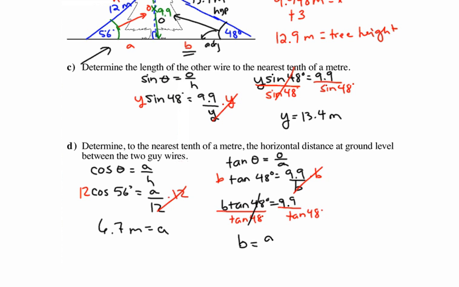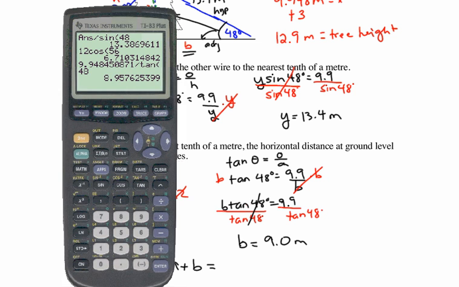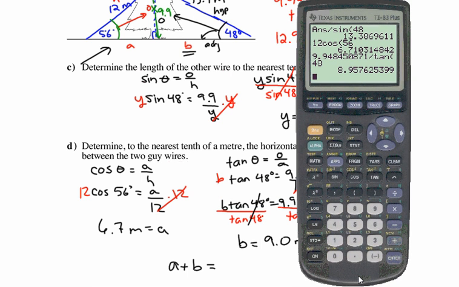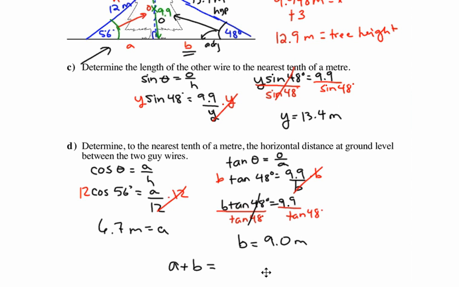And so our total distance, we have to add A plus B together. So again, we should be using our exact values here. I'm going to go just my previous answer plus the 6.7103144842, and to the nearest tenth we have 15.7. 15.7 meters is the length between the two wires.